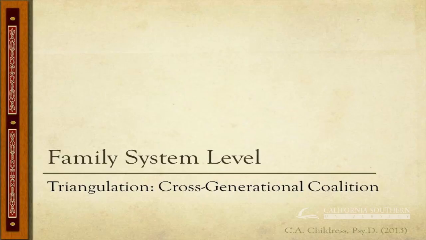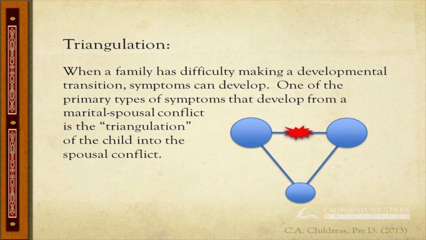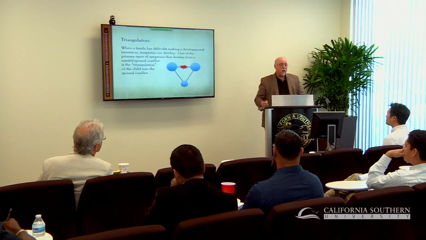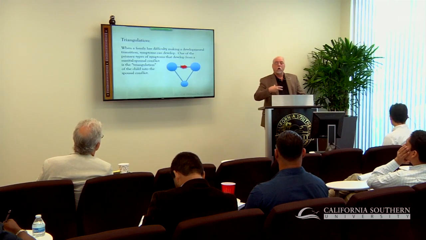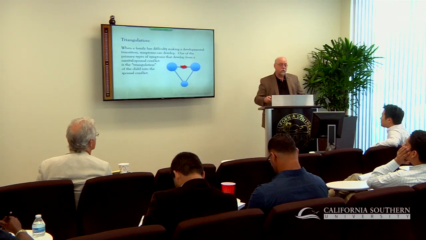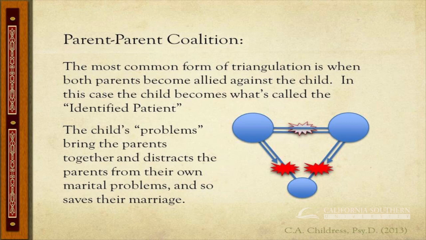An additional level of family systems understanding for this process has to do with triangulation of the child. There is a lot of literature on this, Minuchin, Haley, Bowen, others, that when there's conflict in the family, or in the spousal relationship, sometimes the child is drawn into the spousal conflict. It's referred to as triangulation. There are two types of triangulation that can occur.